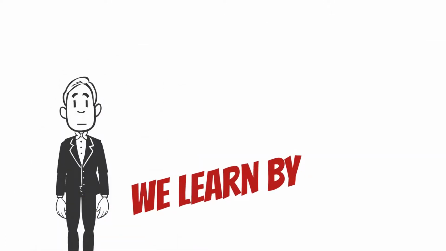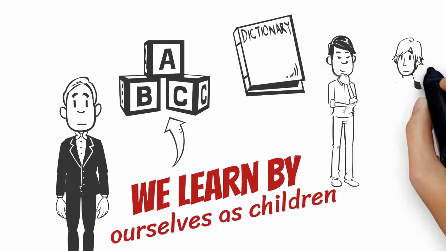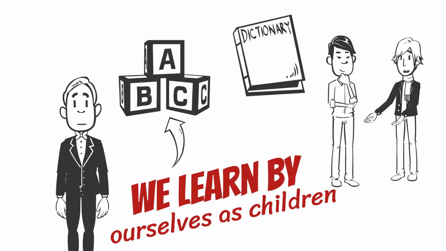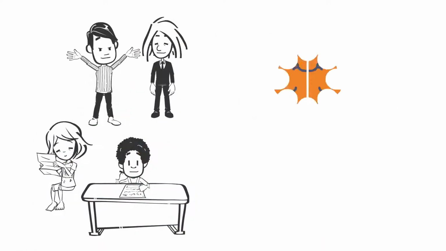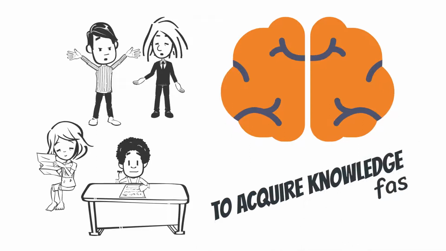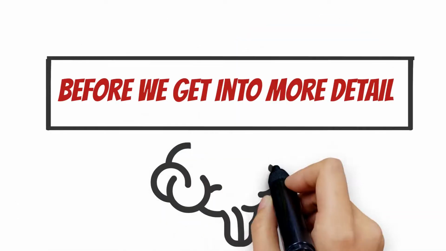Professor Asher believed that this means we learn by ourselves as children, but exactly how do we learn a language while we're young? Asher believed that as children, we use both sides of our brains to acquire knowledge faster. Now, before we go into more detail, let's have a look at the brain.